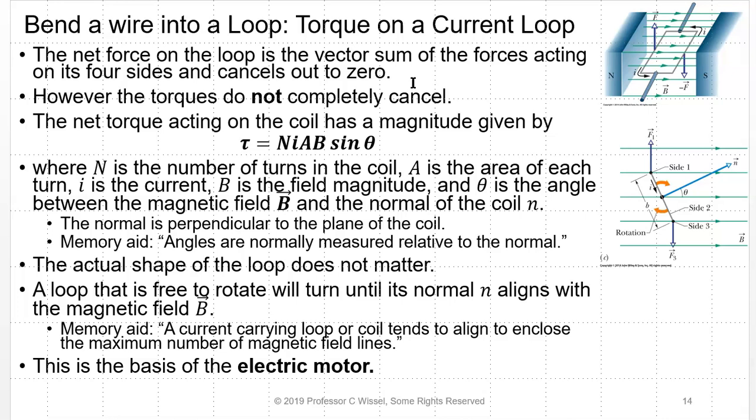The net torque acting on the coil has a magnitude given by tau equals NIAB sine theta, where N is the number of turns in the coil, A is the area of each turn, I is the current in the coil, B is the field magnitude, and theta is the angle between the magnetic field B and the normal of the coil N.